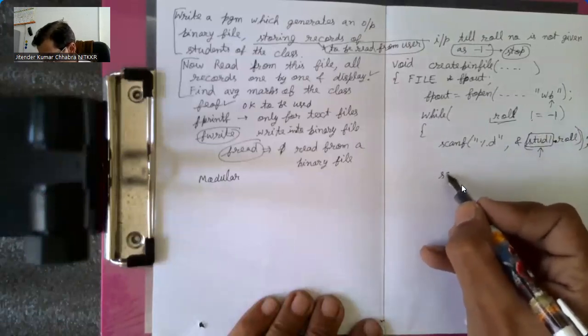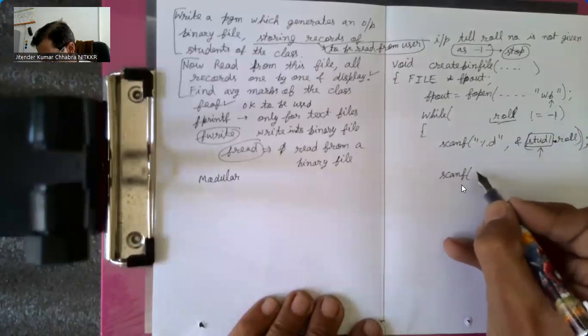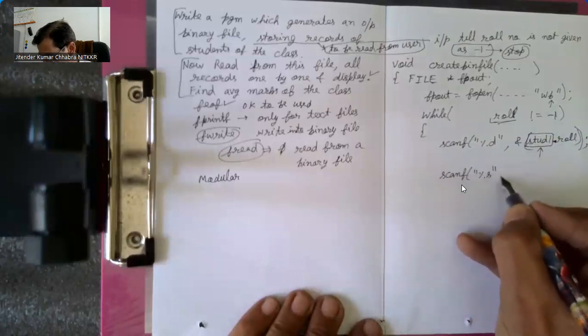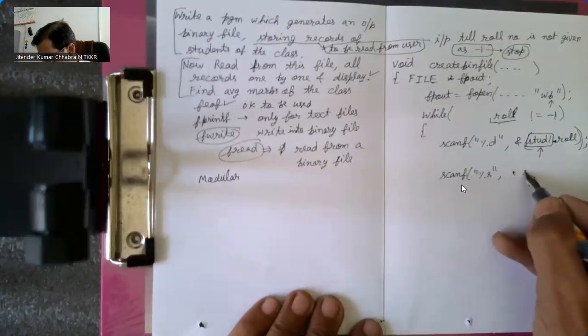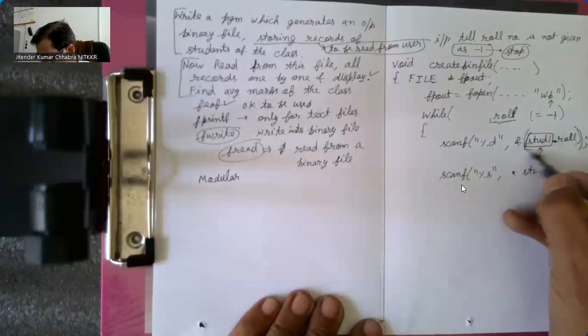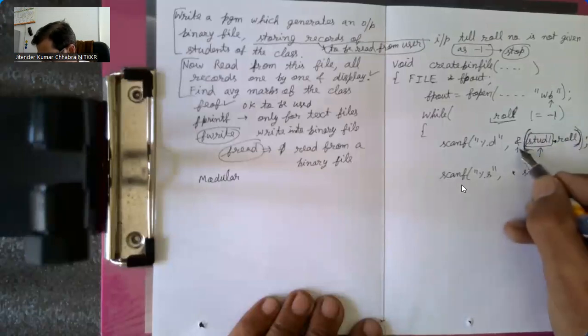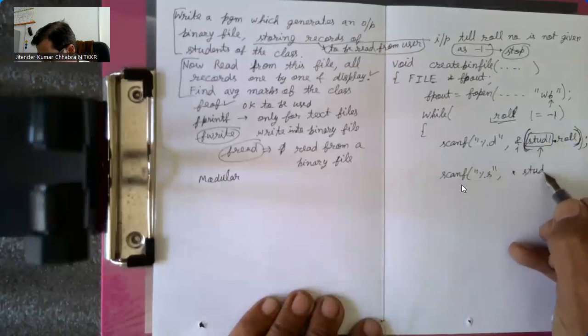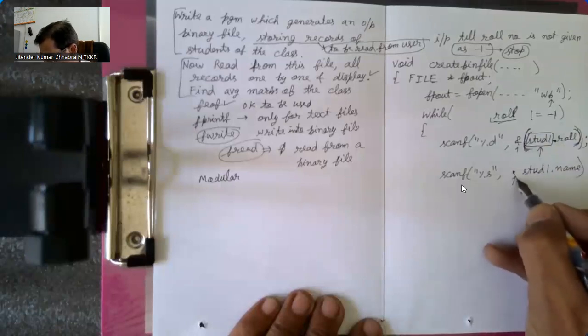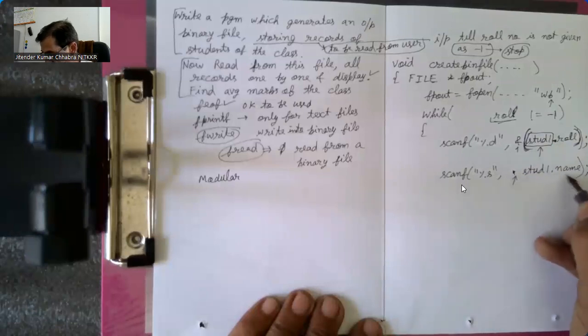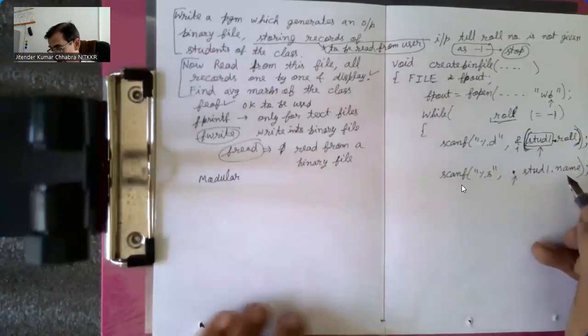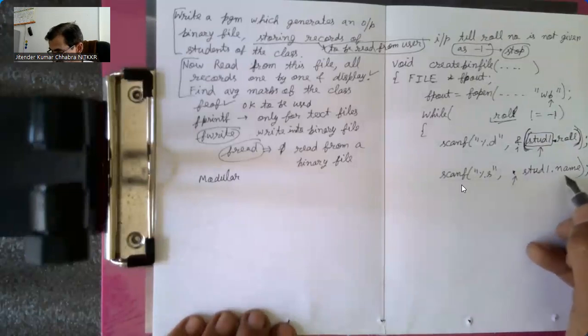Then similarly, after that I have to read the name. So I will say maybe %s and I will say student1. For roll number, the brackets, the ampersand, I should have used. That will ensure that ampersand will work correctly. Student1 dot name, no ampersand needed here. Note down this because name is an array of characters and automatically that is the address. So student1, same field, dot name.